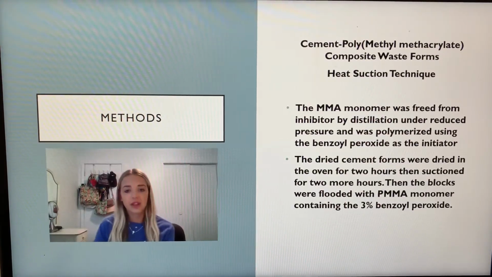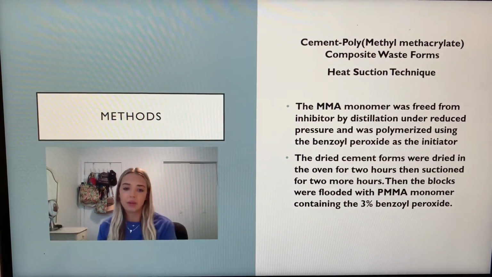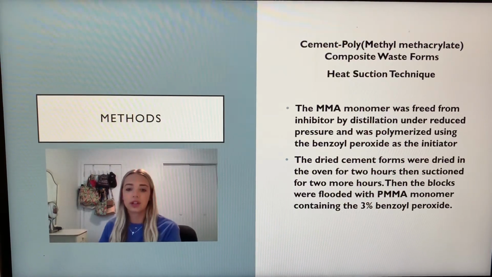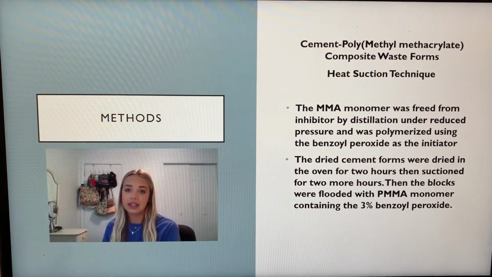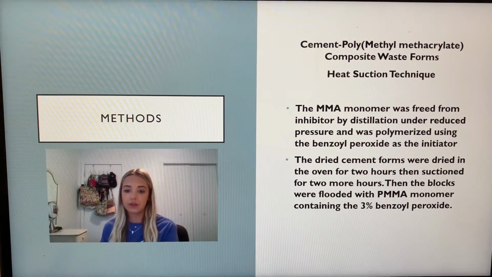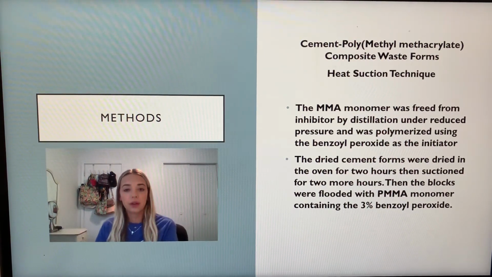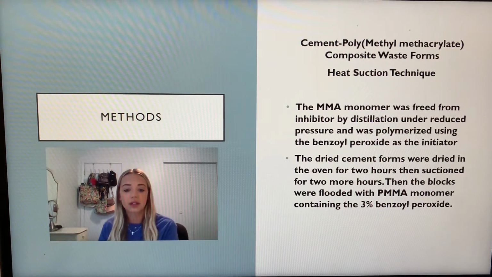So the first method that they used was called the heat suction technique. The MMA monomer was freed from the inhibitor by distillation under reduced pressure and was polymerized using the benzoyl peroxide as the initiator. And then the cement blocks were dried in the oven for 2 hours and then suctioned for 2 more hours. Then the blocks were flooded with the PMMA monomer containing the 3% benzoyl peroxide.